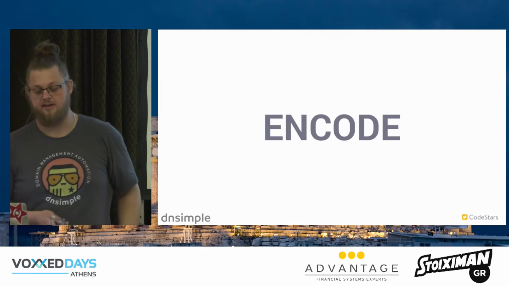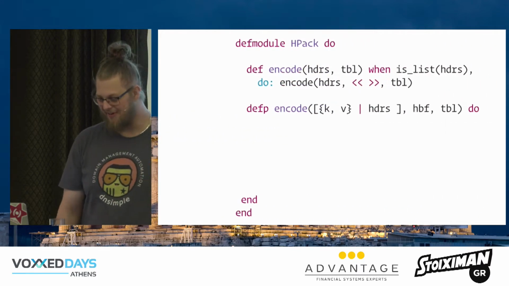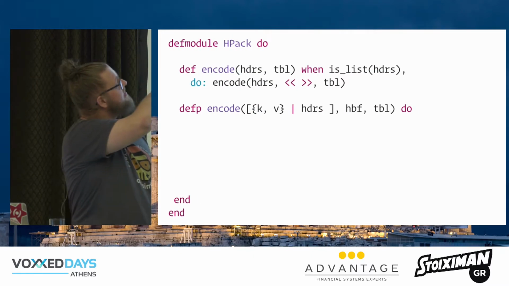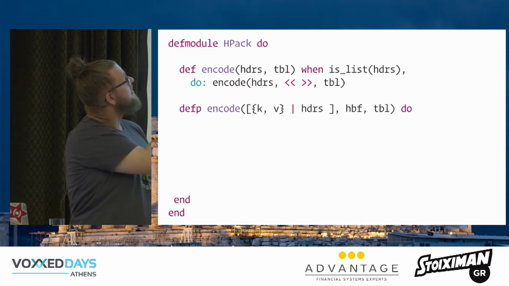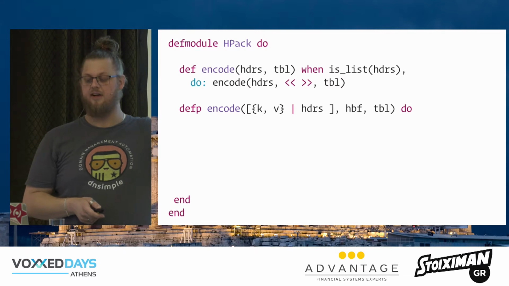Now let's take a look at encoding. I could say, well, encoding is the same as decoding, but just the other way around. But we have a few minutes left, so let's walk through it all together. This is the public function, so it's encode. It gets the headers and the table. Here you see I left out the type specs, but in the actual implementation, they are there.